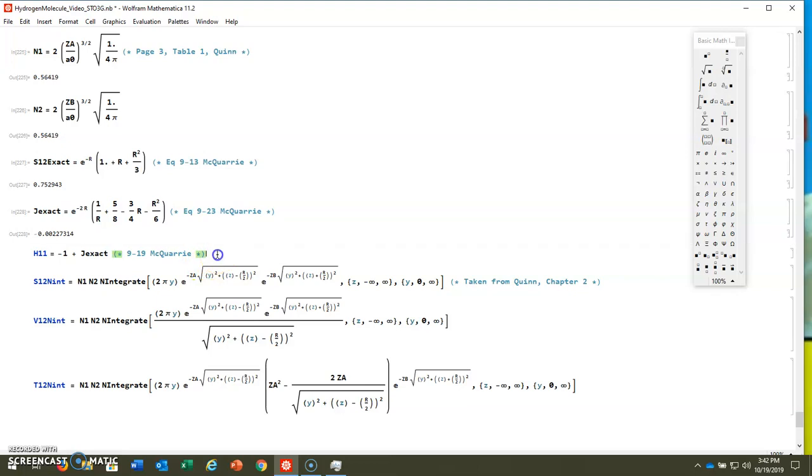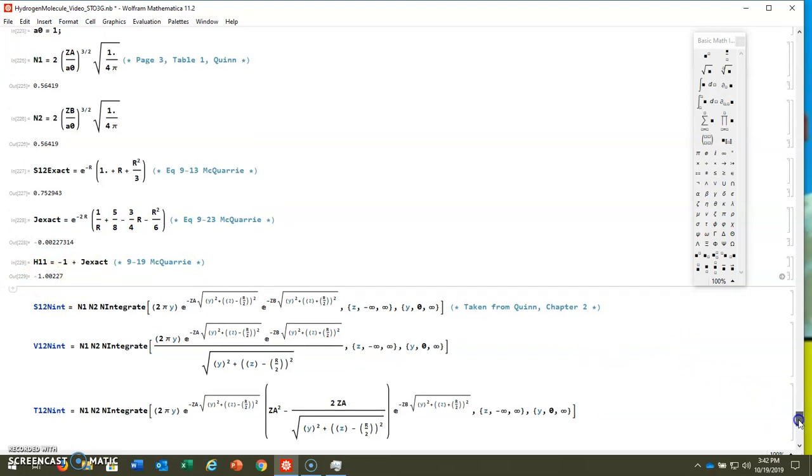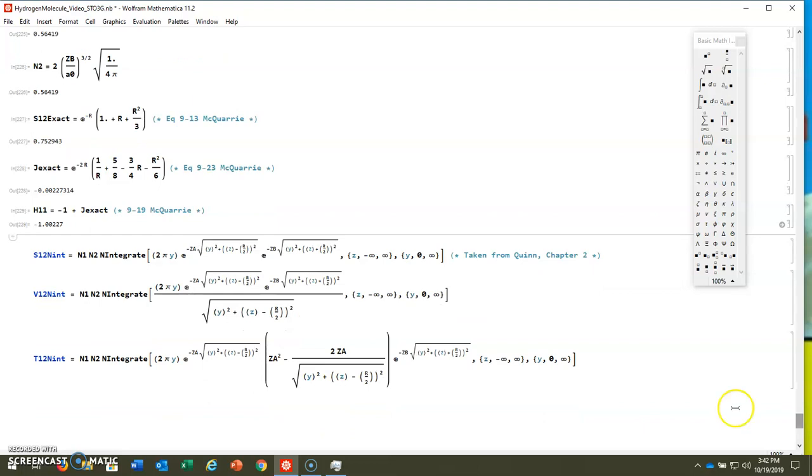McQuarrie 9.19 says I should get an H11 value of -1 plus J. That gives me a number that I haven't seen before. It certainly doesn't correspond with any H value I've calculated before.